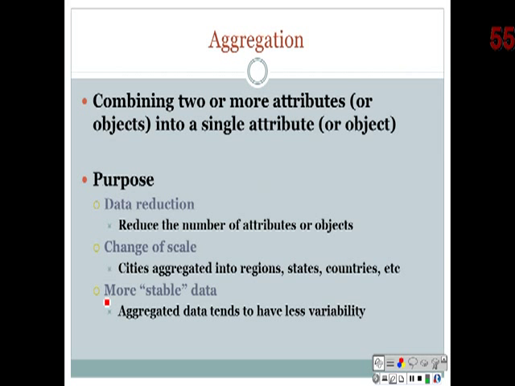Okay, aggregation: combining two or more attributes or objects into a single attribute or object. This is how we can reduce our number of attributes. So data reduction reduces the number of attributes or objects, or changes the scale. For example, if we have cities, we can aggregate them to regions, to states, or even to countries, so we are really compressing the data. Aggregated data tends to be more stable, with less variability, because in this way your results will be much easier to predict.